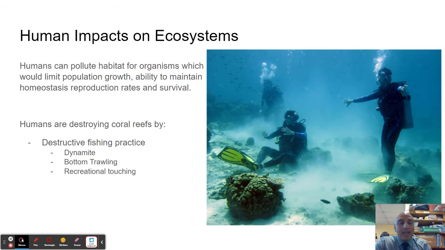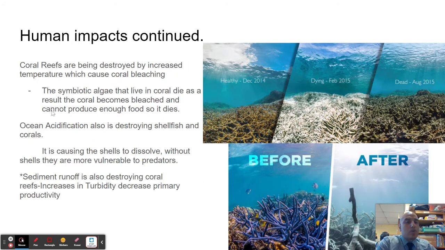So once again, how do humans destroy corals? Well, we could use dynamite, bottom trawling, and also recreational activities, or basically stealing some of that coral. All right. I think that's called coral looting. All right. Coral looting. Now, I think I've seen that on a rubric somewhere. All right. So now, past problem. Now, human impacts continue. So, what else can happen to corals?